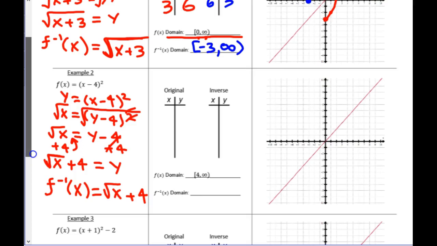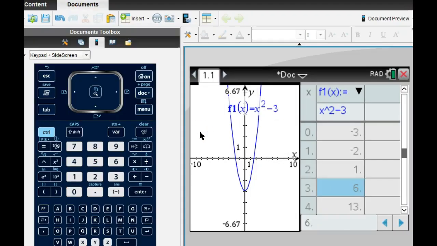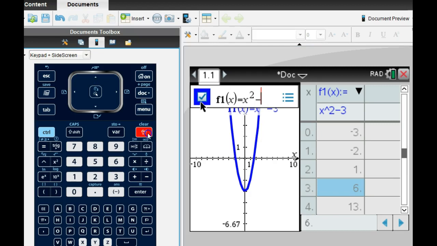Can we do the table and the graph just like we did before? Who said no? All right, let's do it. X minus 4 squared. Let's put that into our calculator. Now, I'm going to do the kind of cheater way. I'm just going to hit tab, and I'm going to go up. I'm just going to retype it in. Either way works. So let's do parentheses, x minus 4 squared.